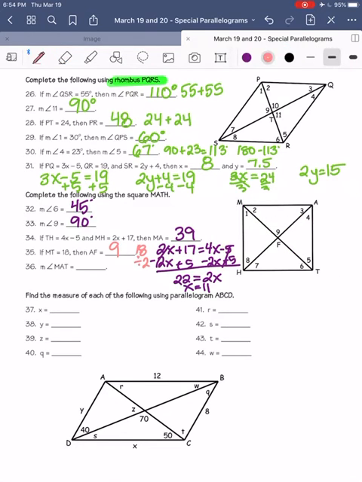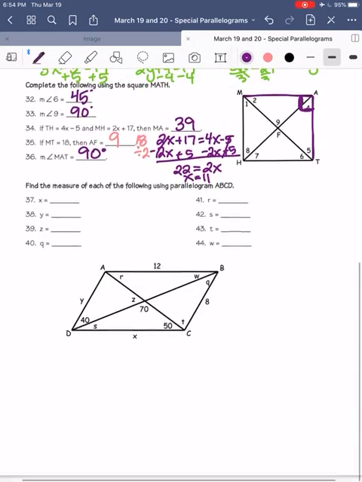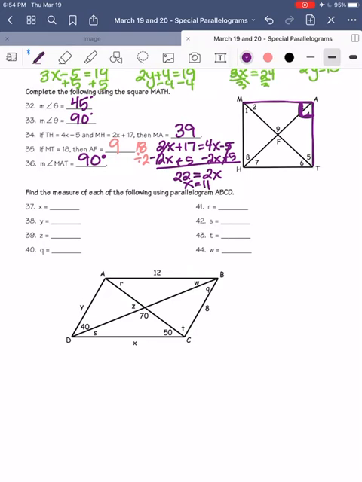Alrighty, and then the last one, MAT. So we just need to outline it so we know what we're talking about. So M to A to T, it's that whole angle, 3 plus 4, which is 90 degrees. Okay? Alright, woohoo, we've made it to the end.